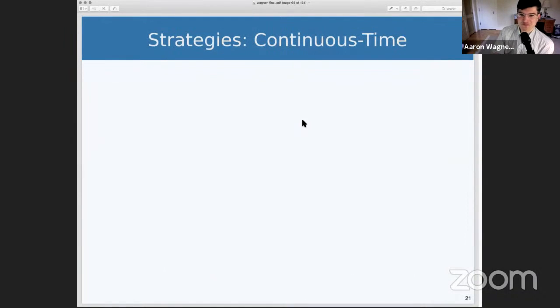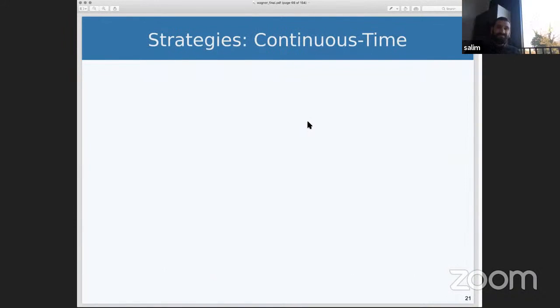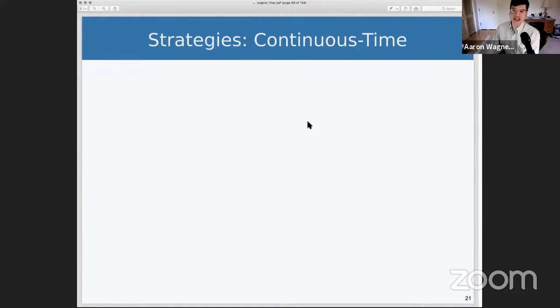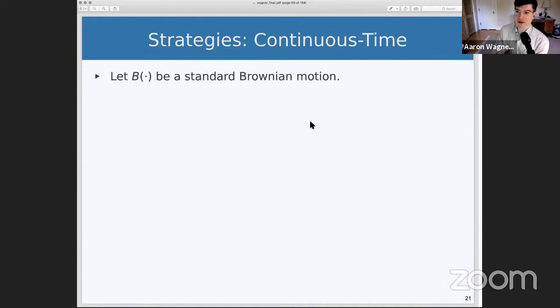Yeah. Good. So to use this, we actually need a continuous time version of the setup. We're going to do a little bit of stochastic calculus here. Just think of it as a continuous time version of the random walk puzzle we just talked about.